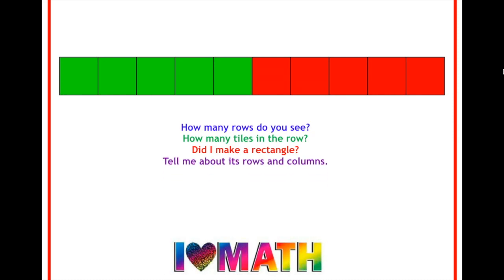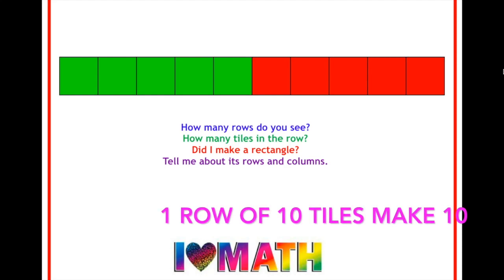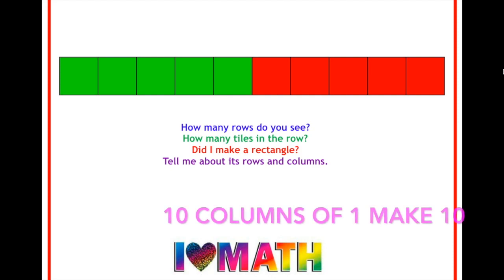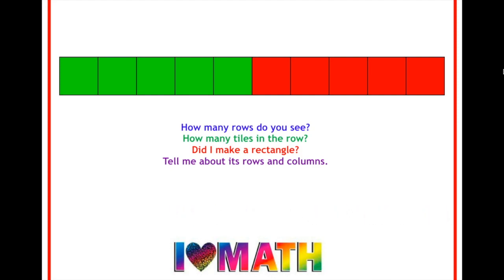Tell me about its rows and columns. There is 1 row, but there are 10 columns. 1 row of 10 tiles equals 10, or 10 columns of 1 tile equals 10. How can we arrange the tiles in a different way to form another rectangle?